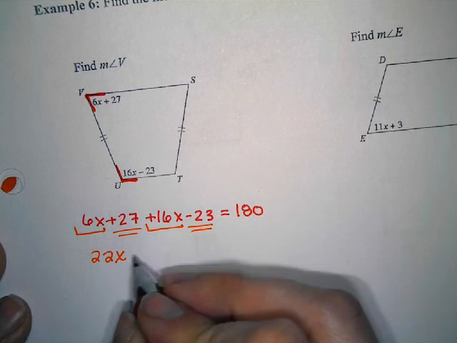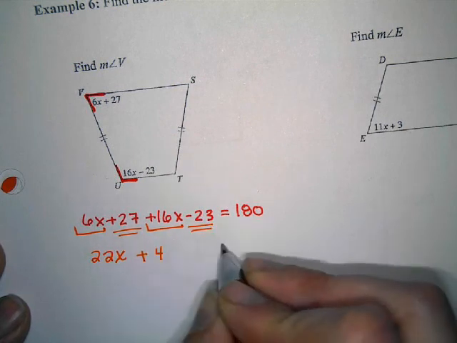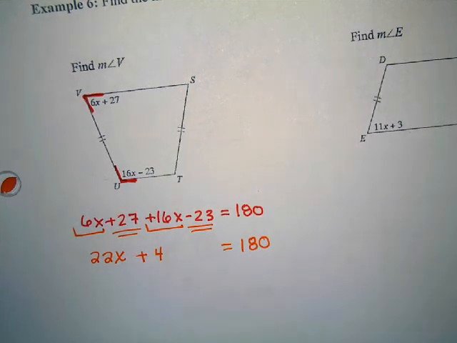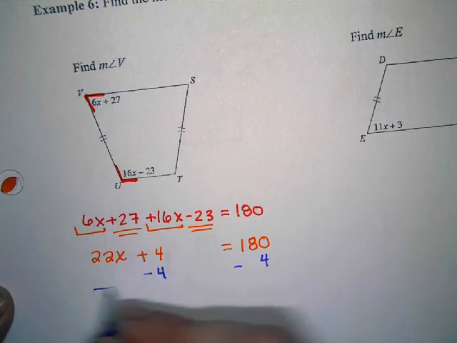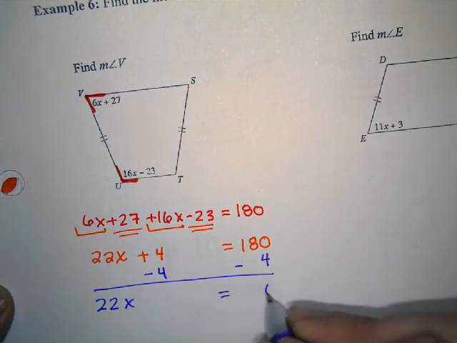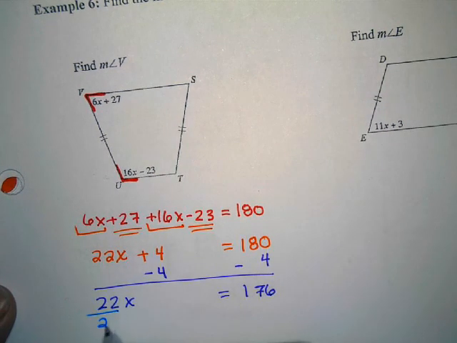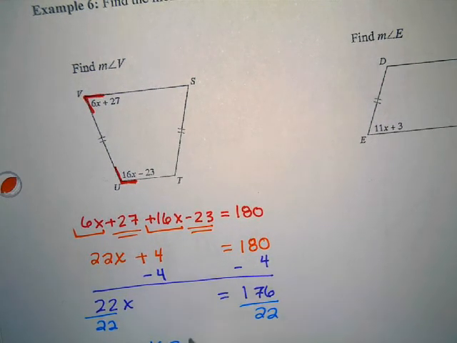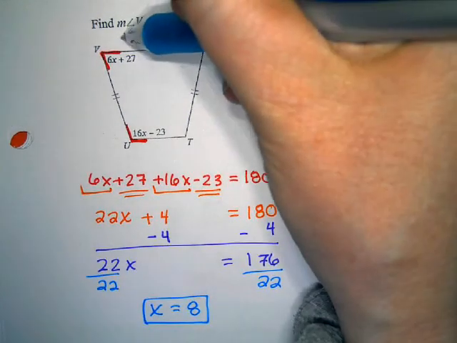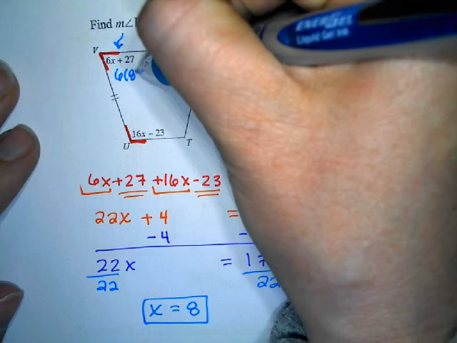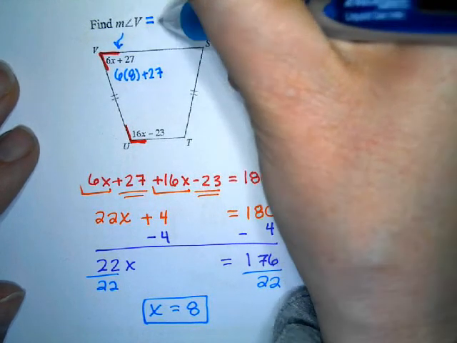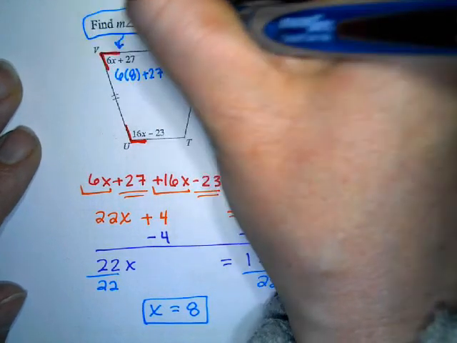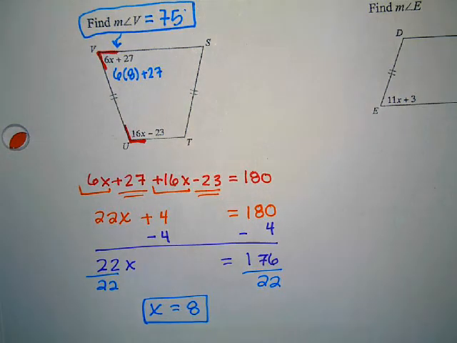Let's put these together. 6x plus 16x makes 22x. 27 minus 23 is positive 4. Take away that 4. Divide. Eight. Nice. Good job. And then it requests us to find V. You already did it? What'd you get? 75.